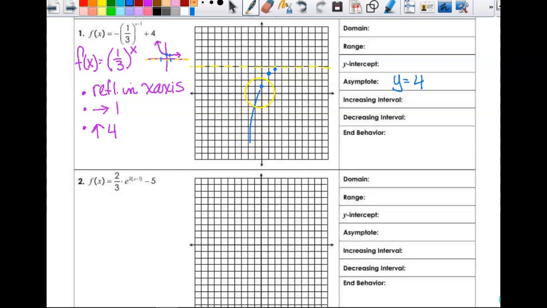Then I sketch in my curve, but ooh, that's bad. That's a little bit better. It looks something like that. So my domain for all of the exponentials will be -infinity to infinity. The only thing that's going to change is the range, -infinity to 4.